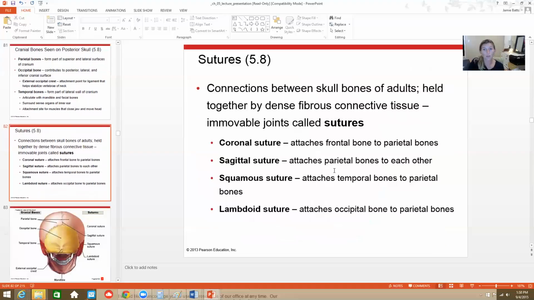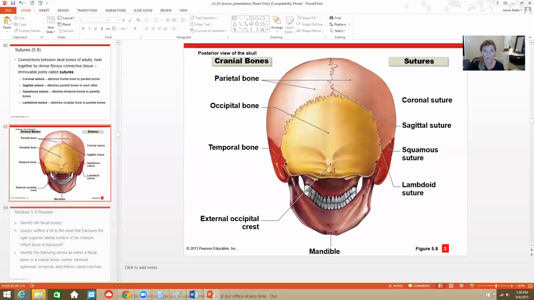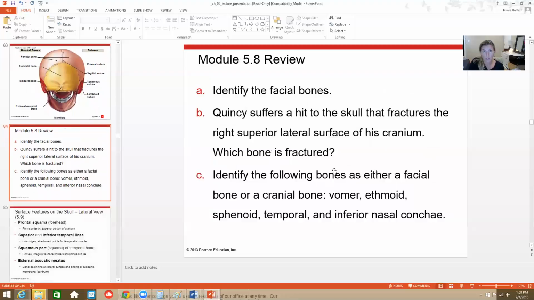And we have sutures joining all of our skull bones together, like a coronal suture, which is separating the frontal bone from the parietal bones, the sagittal suture between the two parietal bones, the squamous suture, the lambdoid suture, all between the various skull bones. There are the sutures. Here's our review. You can pause and answer the questions while you do the reading guide, either way.